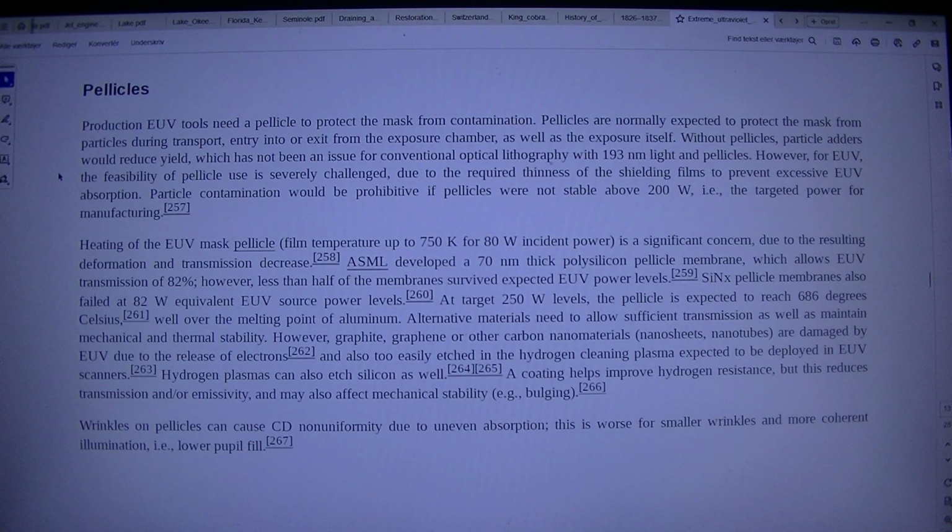266. Wrinkles on pellicles can cause CD non-uniformity due to uneven absorption. This is worse for smaller wrinkles and more coherent illumination, i.e., lower pupil fill.